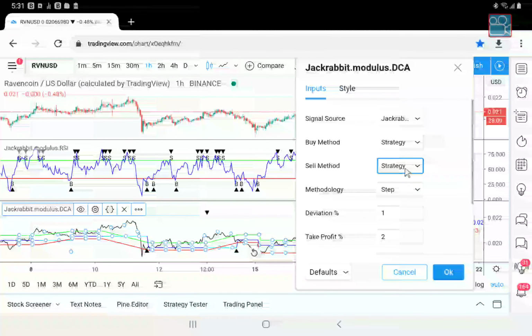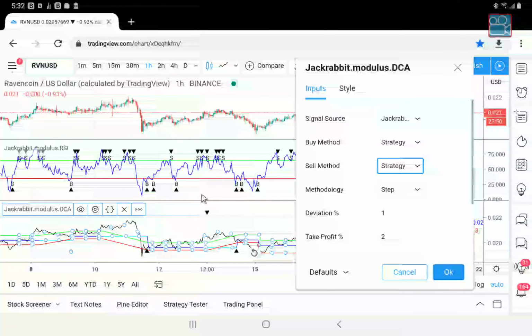Test it, examine it, look at it, carefully tune it. This is a game changer for Jackrabbit. This new approach, set like this, literally turns any strategy into a professional grade strategy, because all of the nonsense, like these two buy signals, all of these extraneous sell signals, they get taken out of the picture.